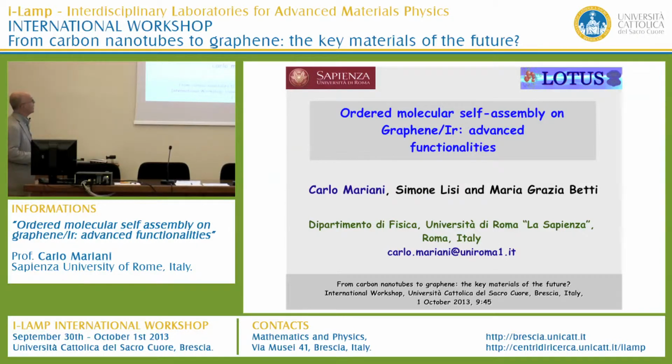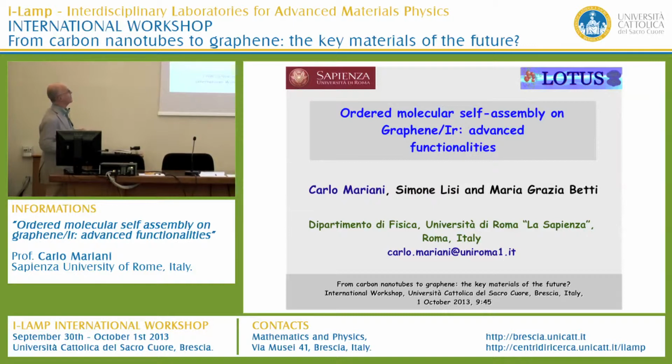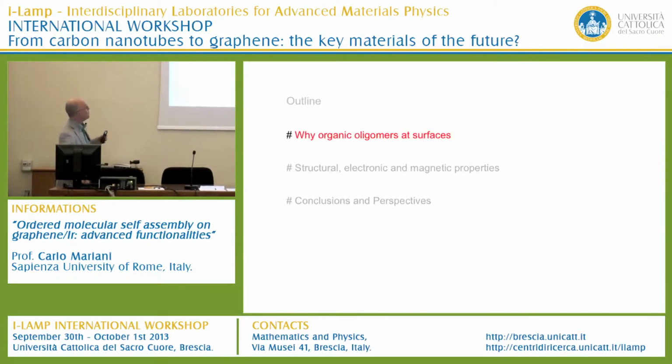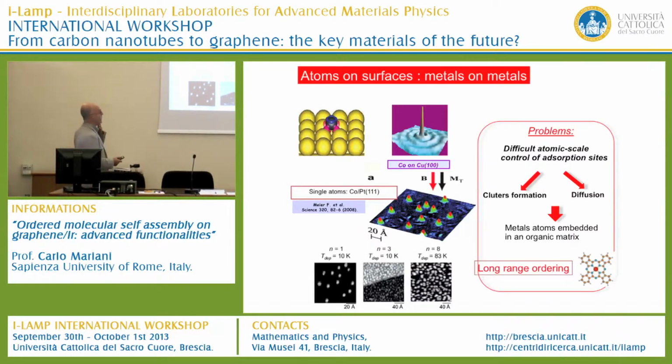I move towards some fundamental aspect. The fundamental aspect is to use molecular self-assembly onto graphene to get some, I call them, advanced functionalities. Why do we use organic oligomers at surfaces, and in particular on graphene?